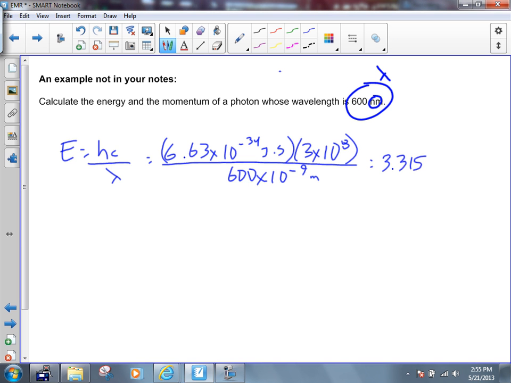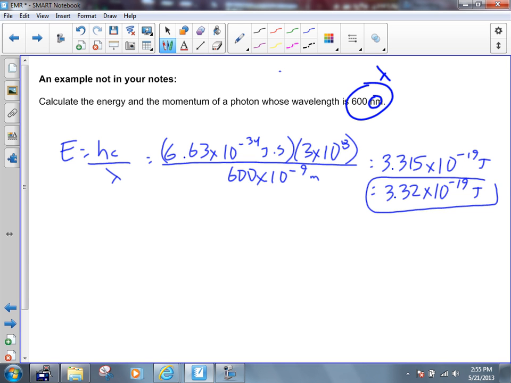3.315 times 10 to the minus 19 joules, which we're actually going to round to 3.32 times 10 to the minus 19 joules. Now, if we want to find the momentum of that photon, we've got a couple of options. On our data sheet, we see E is equal to P times C, or P is equal to E over C. We also see P is equal to H over lambda. Now that we have the energy, we can divide that by the speed of light to get momentum.